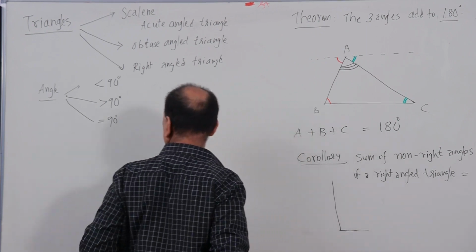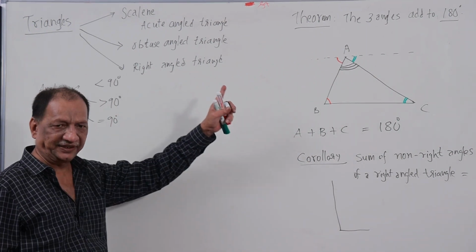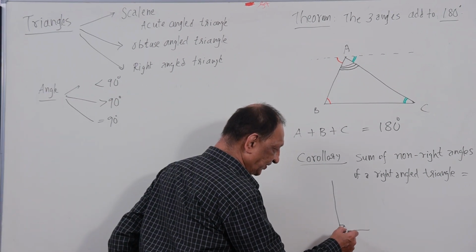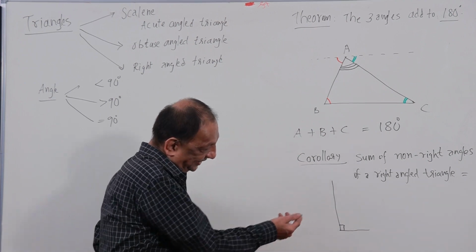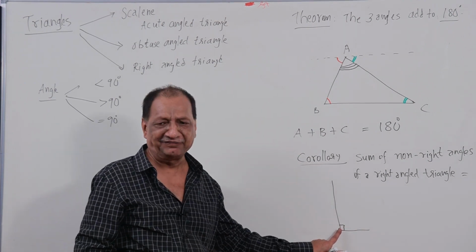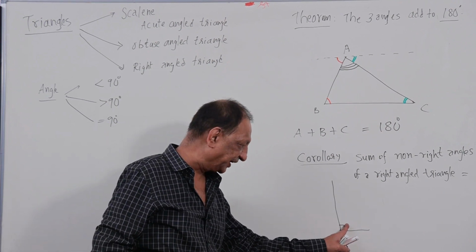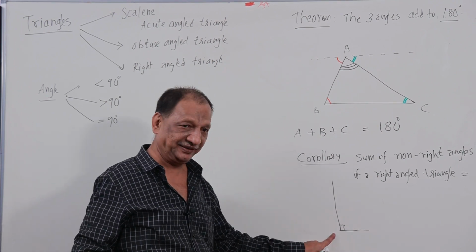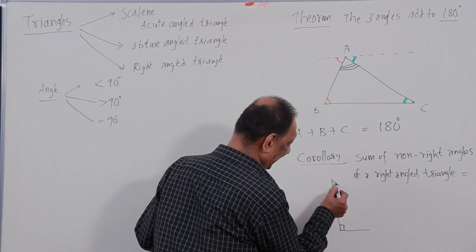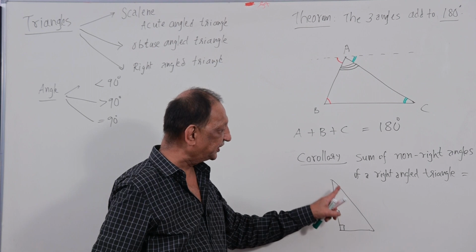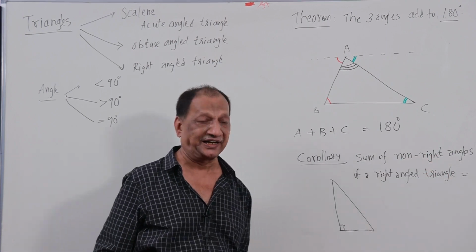A right angle triangle has one angle of 90 degrees. 90 degrees we normally write as a small square, not an arc. That small square in a diagram says this is 90 degrees. I don't have to specifically write 90 across that. So when you have this one right angle and two other angles, what is the sum of the two other angles, the non-right angles of the right angle triangle?